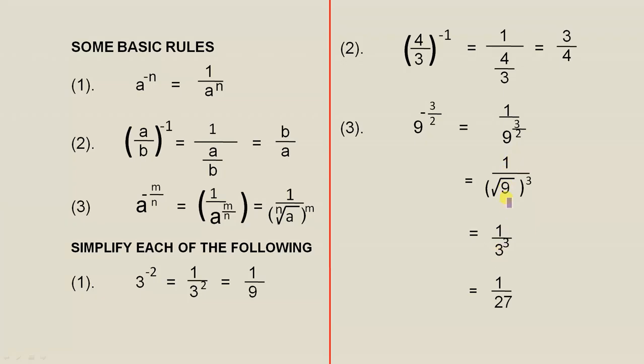Now, the square root of 9 is 3, so that's actually 1 over 3 cubed. And we know that 3 cubed is 27, so 9 to the negative 3 over 2 is 1 over 27.